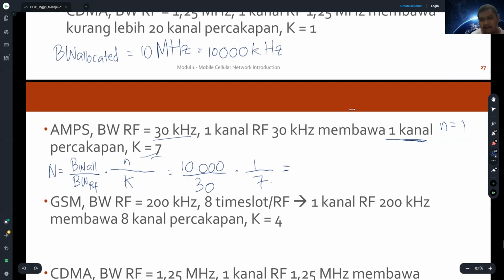10,000 divided by 30 divided by 7. Oh, 47.6. So the number of users is only 47.6. That's if we are using AMPS technology.